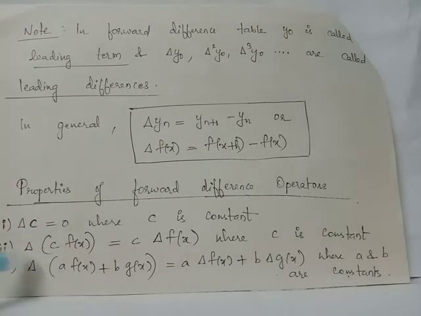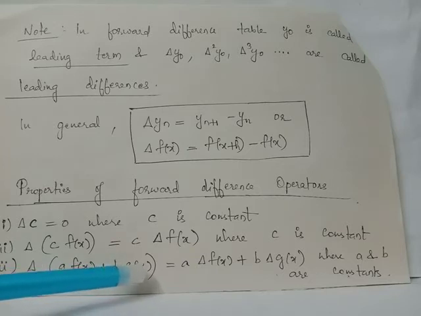The forward difference operator applied on a constant times a function f of x equals the constant times the forward difference operator applied on function f of x. This is known as the linearity property of the forward difference operator. Similarly, you can write the forward difference operator applied on a constant times f of x plus another constant times g of x equals a into delta f of x plus b into delta g of x, where a and b are constants.